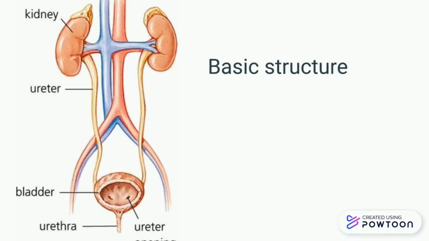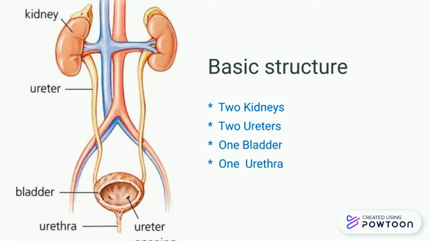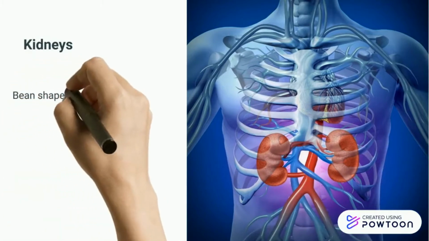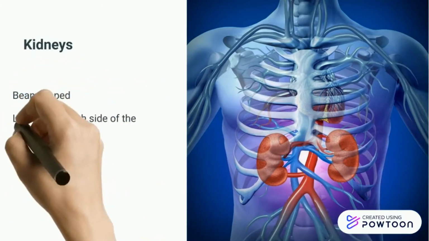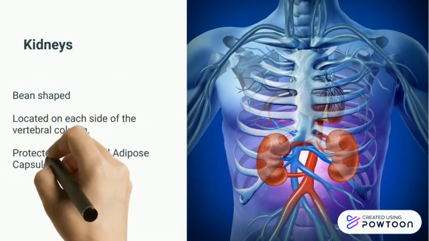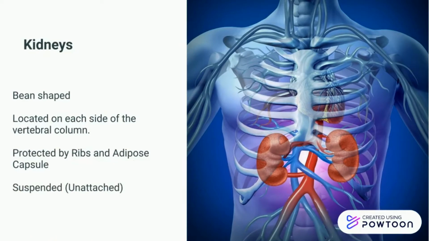The urinary system consists of 2 kidneys, 2 ureters, 1 bladder, and 1 urethra. The 2 kidneys are bean-shaped in appearance. They are located on either side of the vertebral column, in the upper part of the abdominal cavity. The kidneys are protected by the ribs and a heavy cushion of fat called the adipose capsule. They are literally suspended in the body.